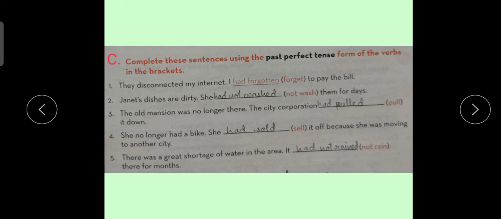Janet's dishes are dirty. She had not washed them for days. The old mansion was no longer there. The city corporation had pulled it down. She no longer had a bike. She had sold it off because she was moving to another city. There was a great shortage of water in the area. It had not rained there for months.